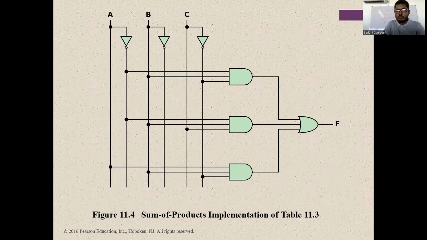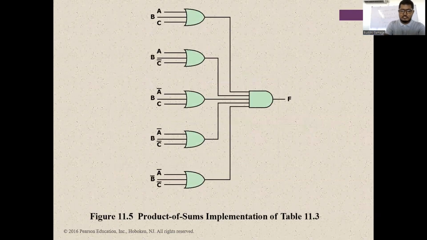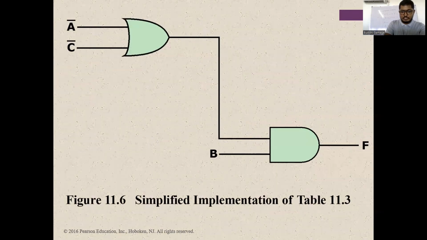This is the way to draw a logic circuit for a given output. If it is in sum of products, you can easily draw the circuit this way by using AND gates to get the products, and a single OR gate to get the summation. And this is the product of sums implementation.